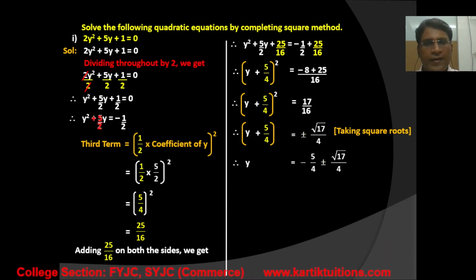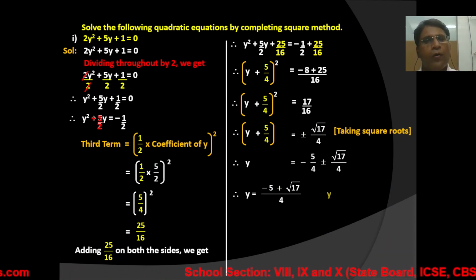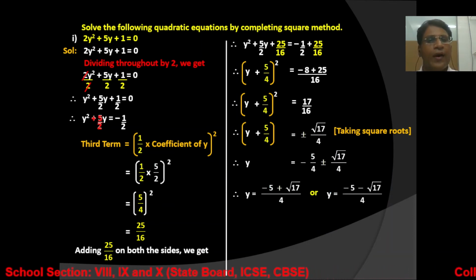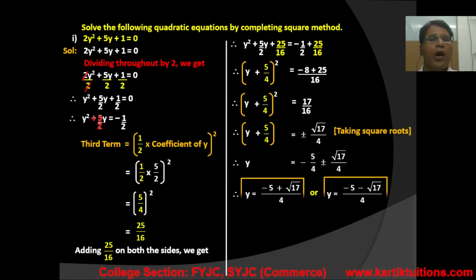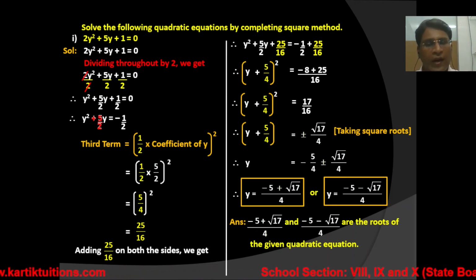We get y is equals to minus 5 plus root 17 upon 4, or y is equals to minus 5 minus root 17 upon 4. So these two are the roots of the given quadratic equation. Always have the habit of writing the answer in statement form. Let's have a look at one more sum by the same method.